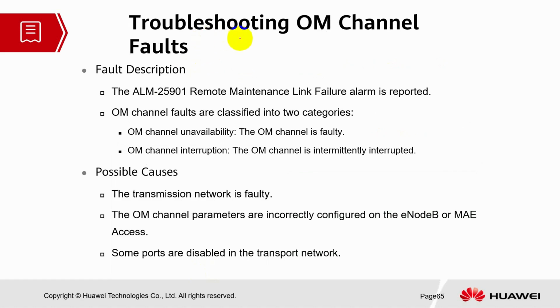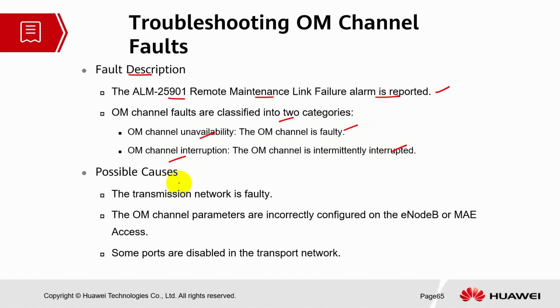Troubleshooting O&M channel faults. So for the fault description, the remote maintenance link failure alarm is reported. So this alarm is reported for this case. OM channel faults are classified into two categories. One, it can be related to OM channel unavailability, the OM channel is faulty. Second one is related to OM channel interruption, the OM channel is intermittently interrupted.